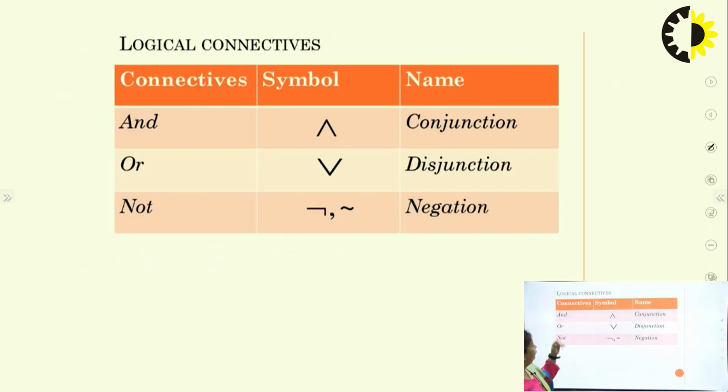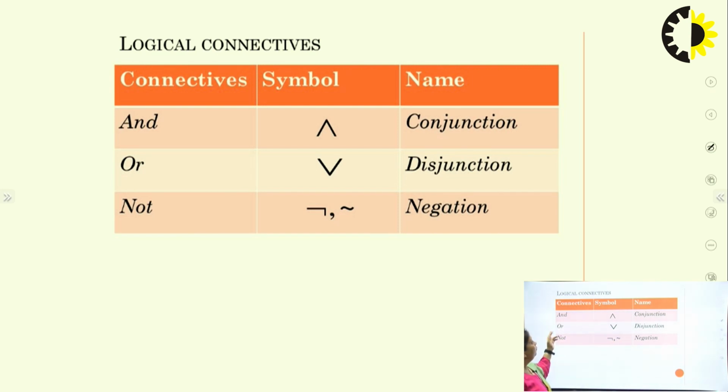Now we have different logical connectives. The first one is AND. This AND is denoted by the symbol shown in the table, and the name of this operator is conjunction. Whenever we have an AND operator, or we combine two statements using AND, the name is conjunction and the symbol is shown here. Another connective which we have is OR. The OR is shown by the symbol and it is known as disjunction.